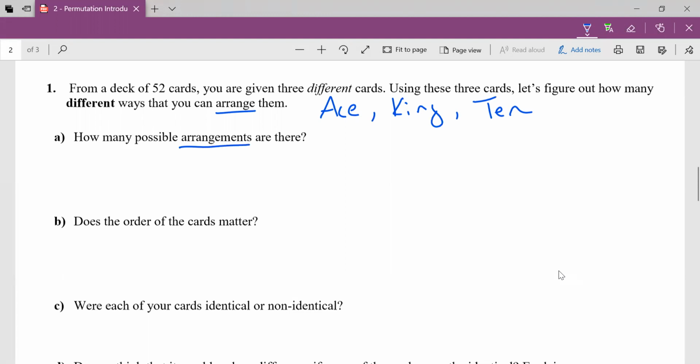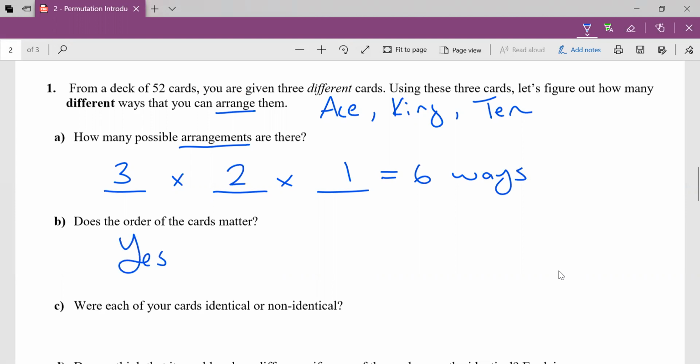Okay, well, let's use the fundamental counting principle. So I'm going to draw my pretty picture. I could have 3 cards in the first spot. Once I've laid a card down, I can't lay it down again someplace else. Then 2, then 1. Okay, there's 6 ways. Now, does order matter here? Well, the answer is yes. The reason is I can tell the difference. If I line these up as ace, king, 10, that's very different than if I lined it up as king, 10, ace. So yes, the order matters.